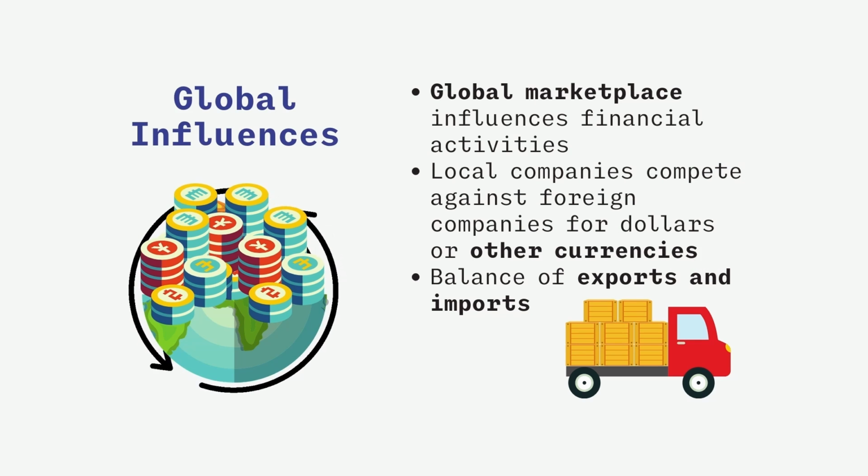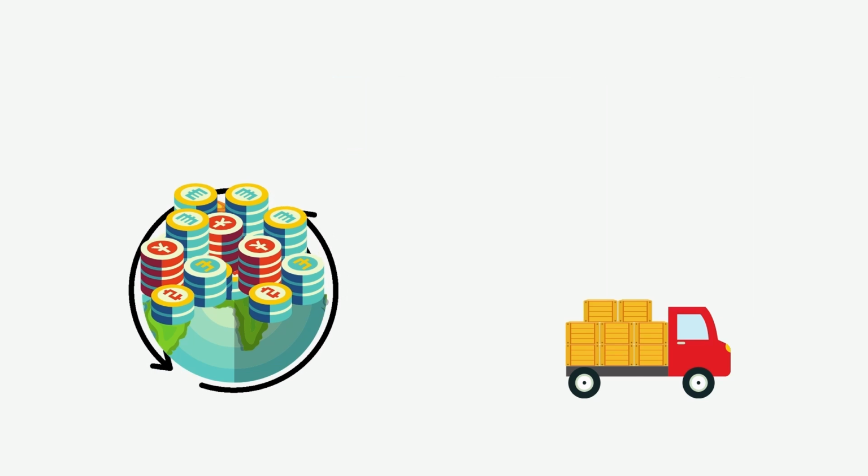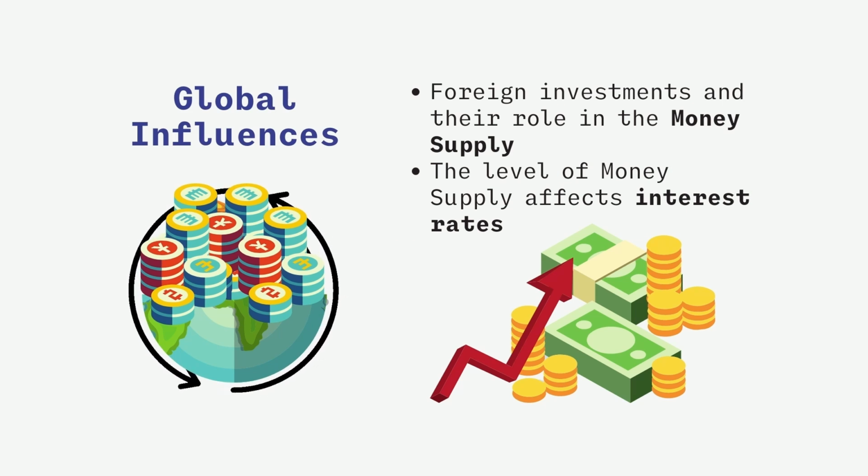For global influences, the global marketplace influences financial activities. Local companies compete against foreign companies for dollars or other currencies, and the balance of exports and imports is also looked into. Normally, the global perspectives remain highly uncertain more than 1 year into the pandemic. New virus mutations and accumulating human toll raise concerns, even as growing vaccine coverage lifts sentiments. The other global influences refer to foreign investments and their role in the money supply, and the level of money supply does affect interest rates.